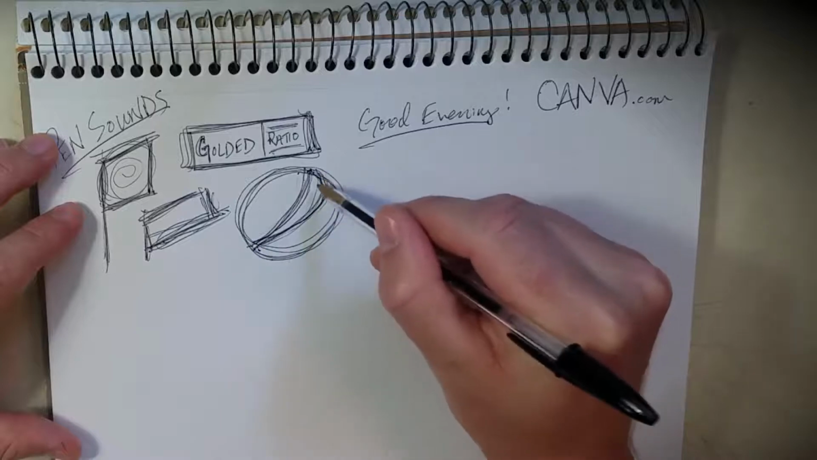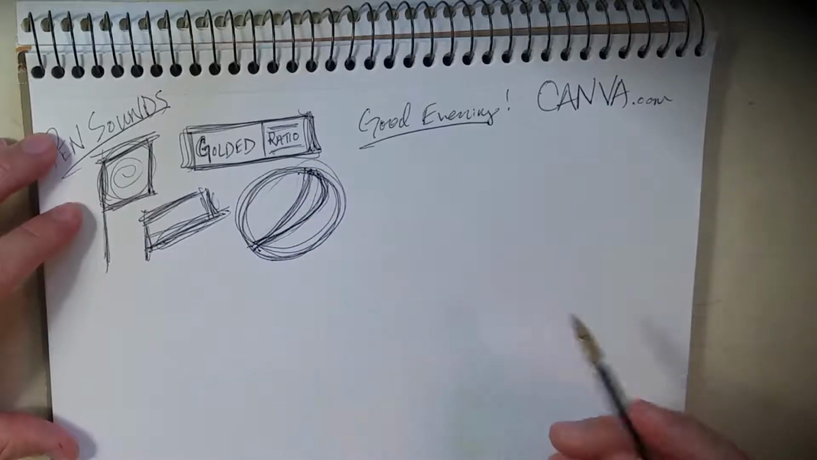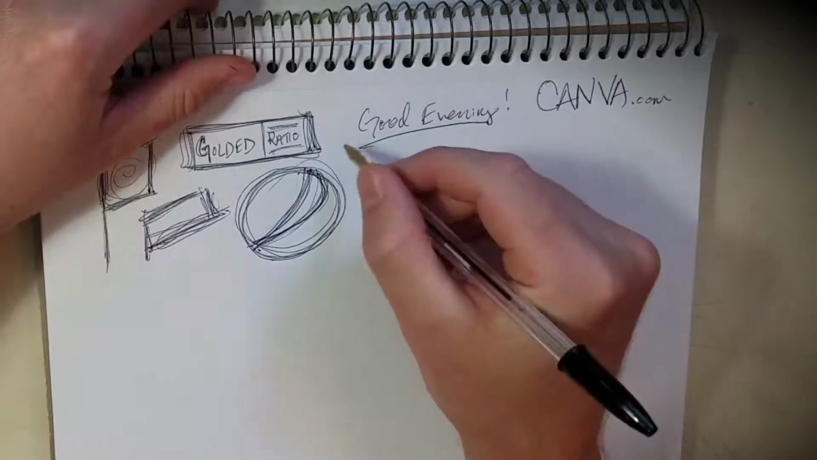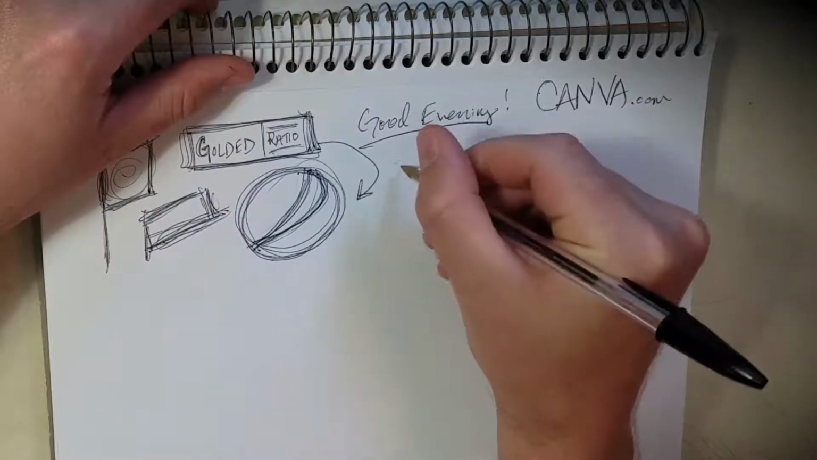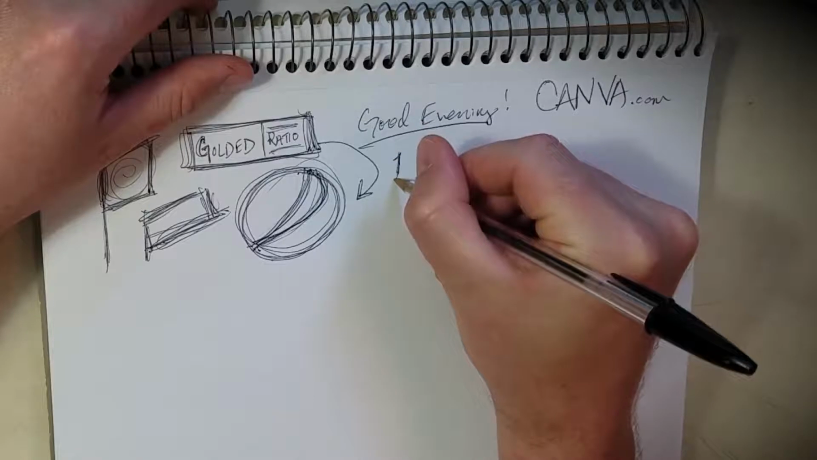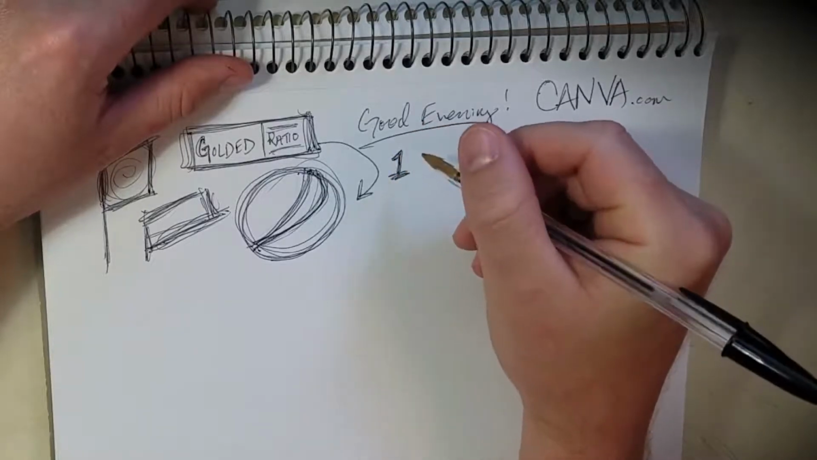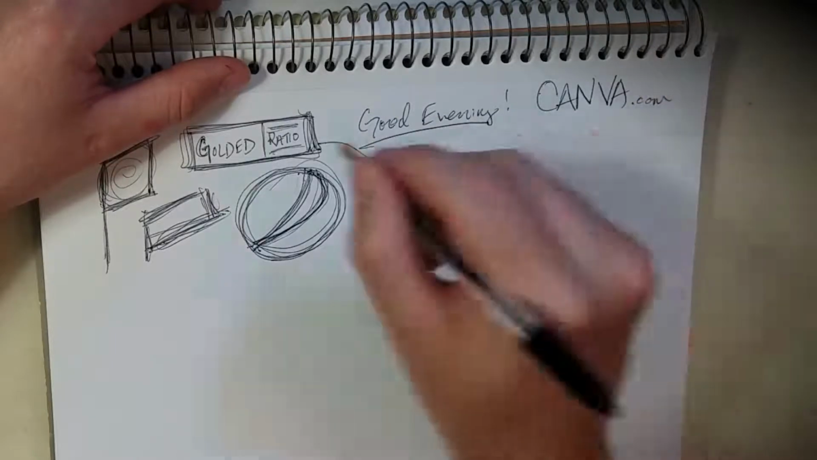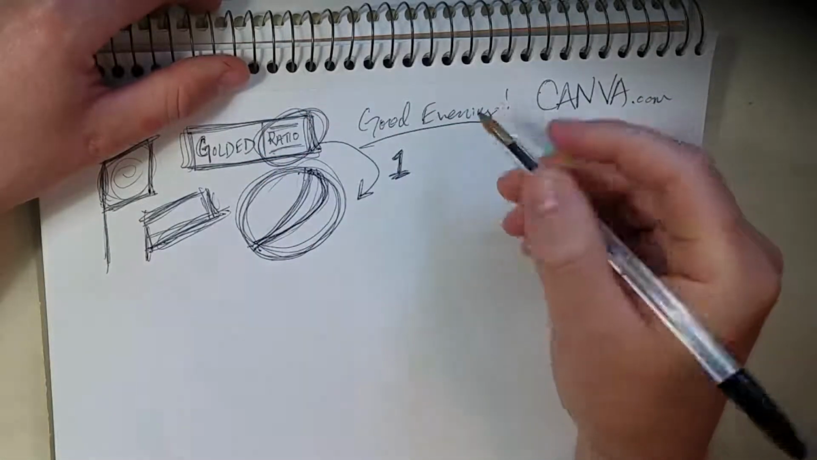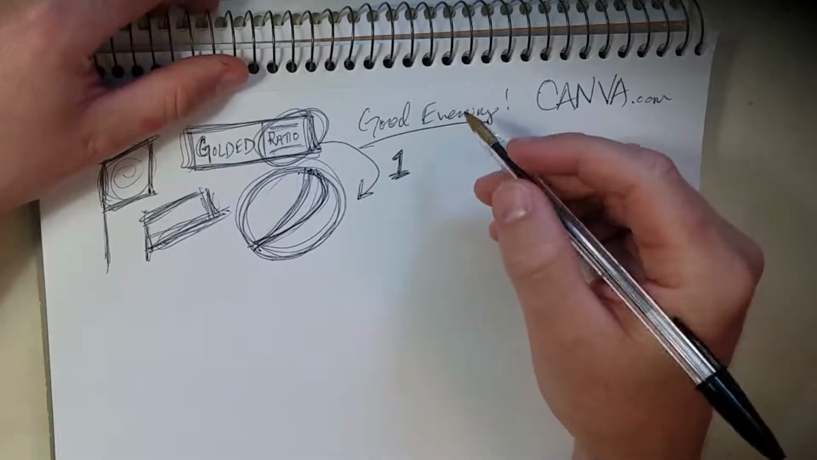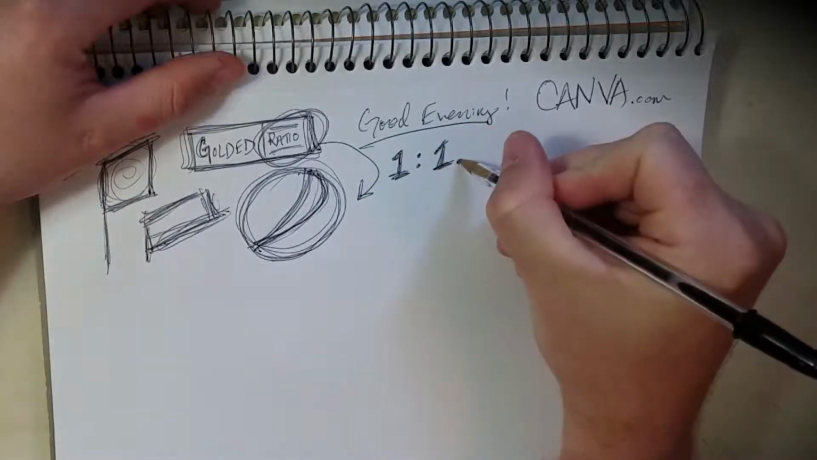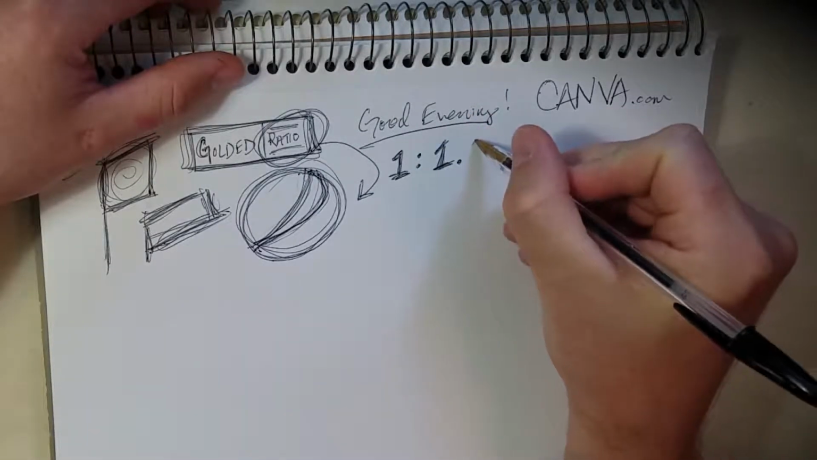So the Pepsi logo, bear with me, roughly looks like that. And the entire concept of the golden ratio is that it is obviously a ratio. So the ratio is 1 to 1.6.